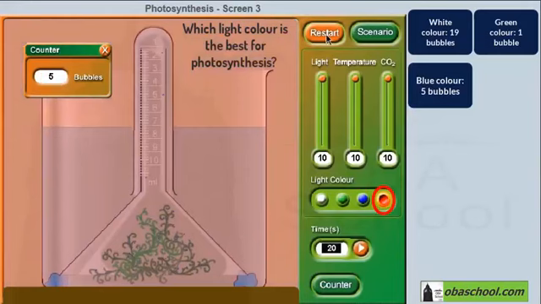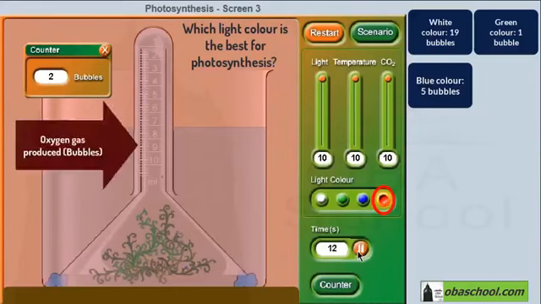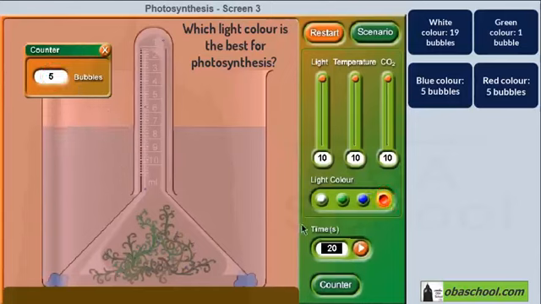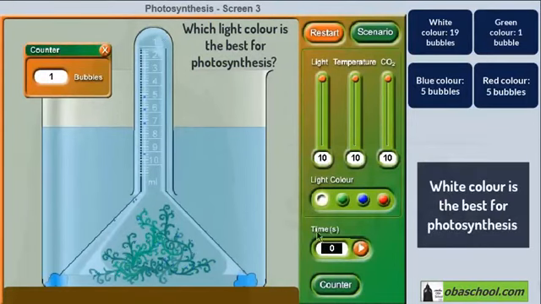Finally, we apply the red light and observe oxygen production in 20 seconds of photosynthesis. Twenty seconds later, 5 bubbles of oxygen gas were counted while applying the red light too. After comparing the oxygen production in 20 seconds while applying the 4 different colors of light, clearly white light yields the highest oxygen count in 20 seconds of photosynthesis, which is 19 bubbles, compared to 1 bubble while applying green light and 5 bubbles while applying blue or red light likewise.